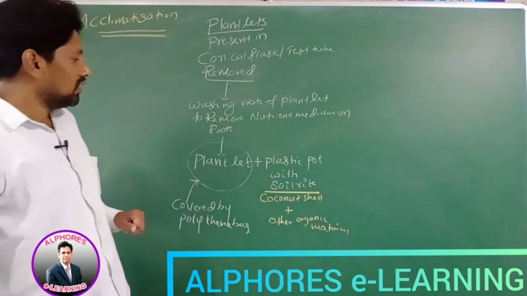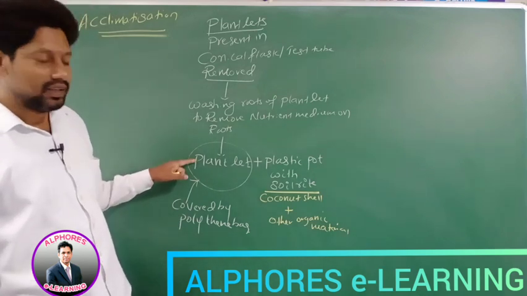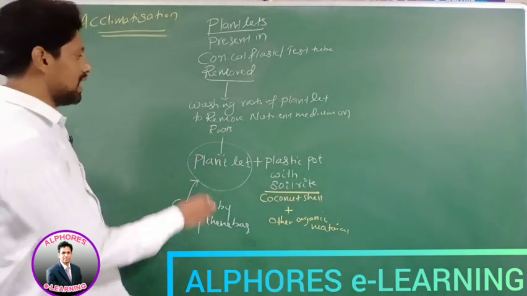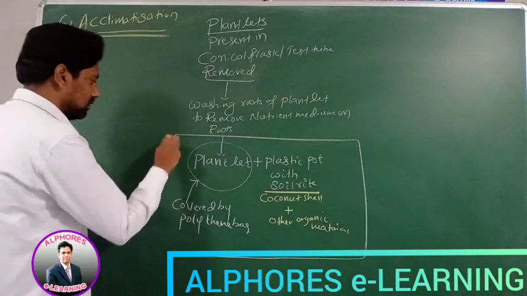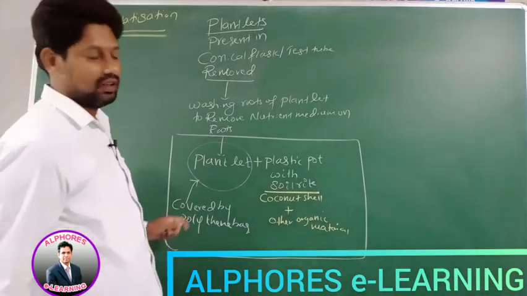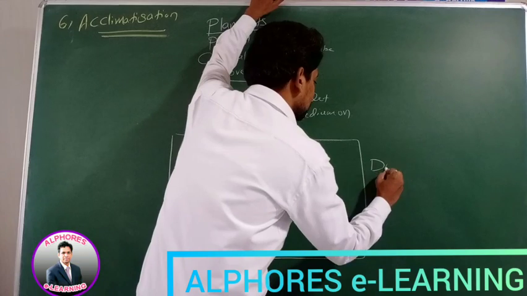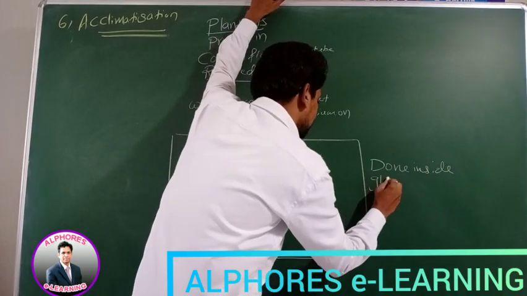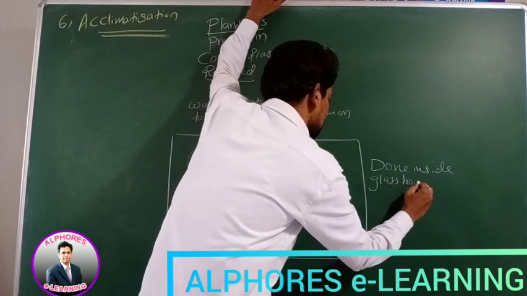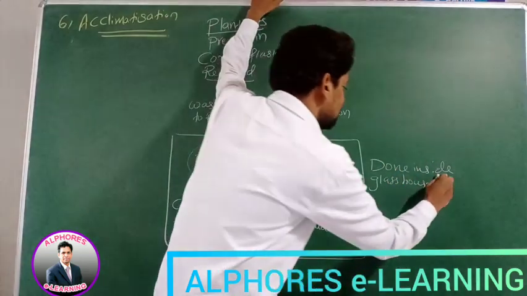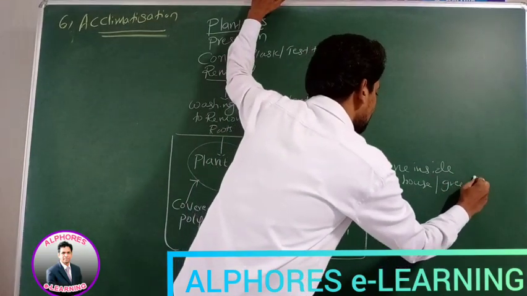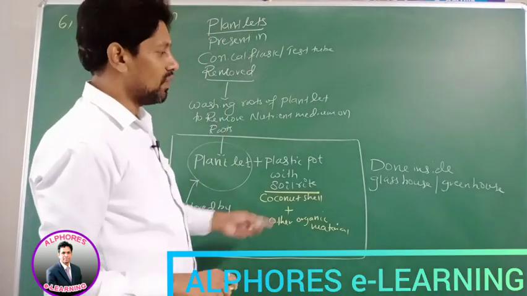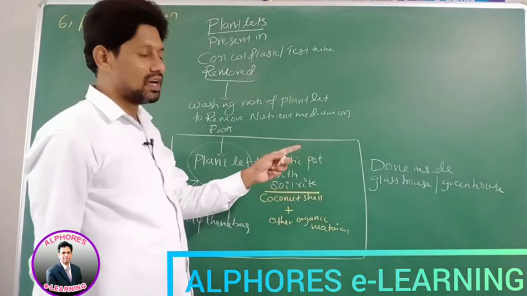Clear? Now listen, the plantlet is placed in a plastic pot, and this plantlet is covered with what? Polythene bag. This total is done in which room? Glass house. Done inside a glass house. This glass house is also called a greenhouse. What is another name for glass house? Greenhouse.